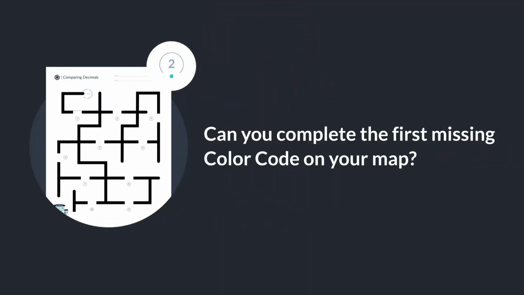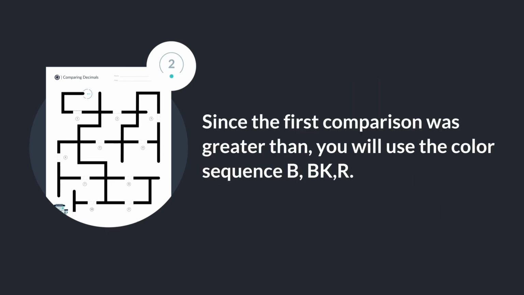Can you complete the first missing color code on your map? Since the first comparison was greater than, you will use the color sequence blue, black, red.